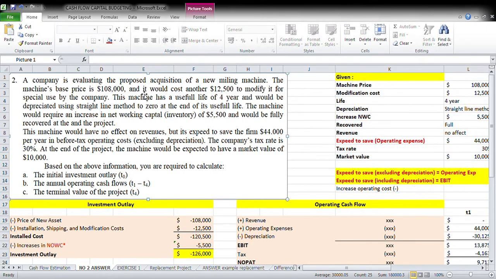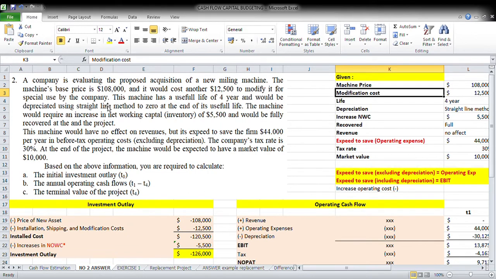And then it would cost another 12,500 to modify. It means that this is the modification cost. And then the life is 4 years.